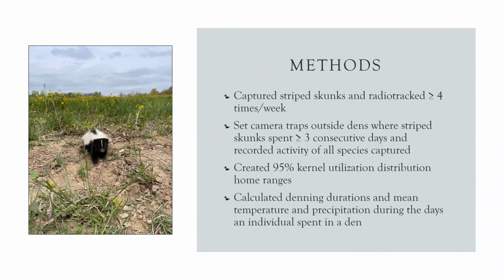So for this part of the study, I captured striped skunks and radio tracked them during the winter at least 4 times a week. I set camera traps outside of dens where striped skunks spent at least 3 consecutive days. And then I used the information from tracking these skunks to build 95% kernel utilization distribution home ranges, which I'll talk a little bit more in detail about later in the presentation. And I also calculated the denning durations, how long a striped skunk spent in a den, and then the mean temperature and precipitation that occurred during that time spent in the den.